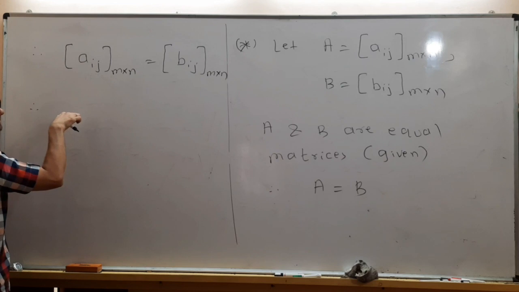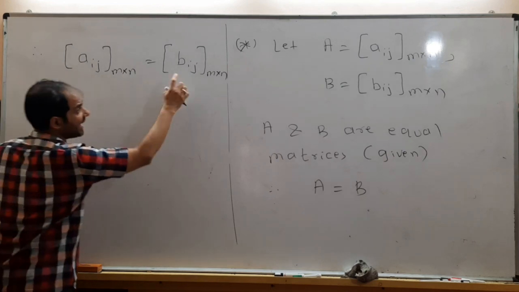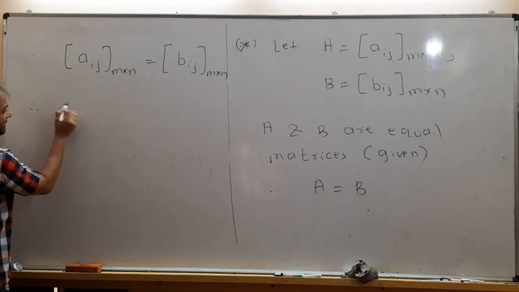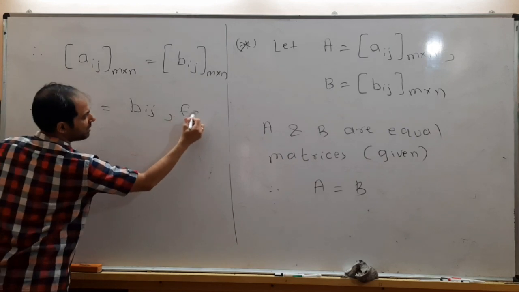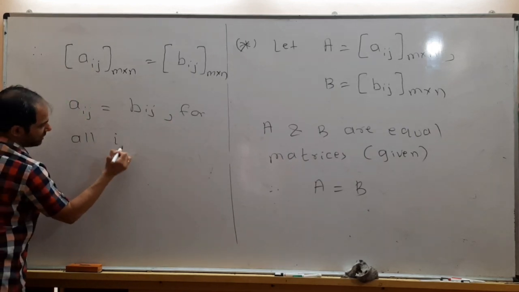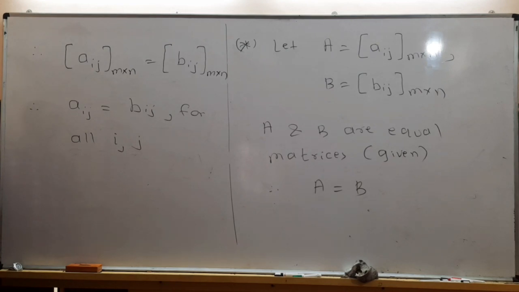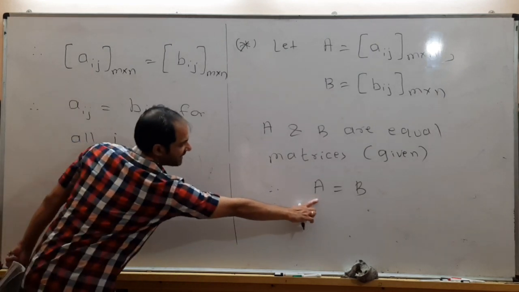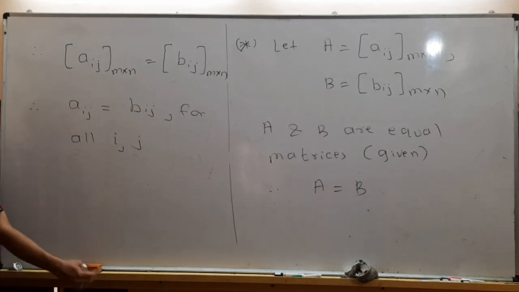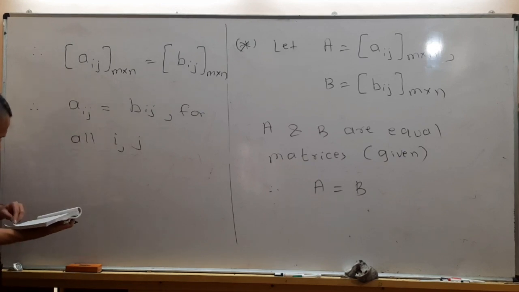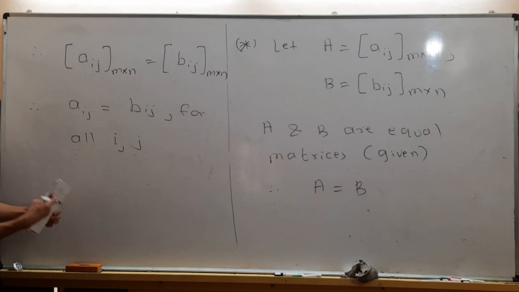Therefore, the corresponding elements are equal. Every element of A is Aij, every element of B is Bij. Therefore, Aij will be equal to Bij for all i, j. I hope I am clear. It means that for equal matrices, their order has to be the same and all corresponding elements are equal. So this is the definition of equal matrices. Nothing very tough and not much to get confused about. I think this is the theory which is required.